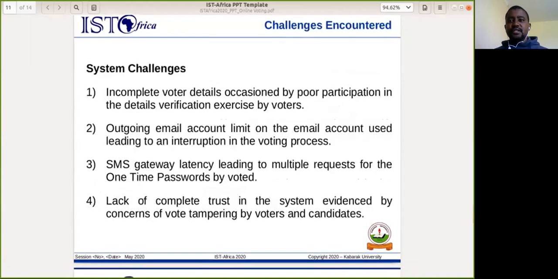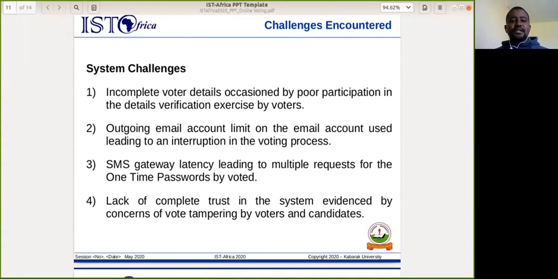Of course, we encountered a few challenges. The first challenge was that we had challenges with the voter details. Our voters did not turn up to verify their details during the period allowed. So we had a lot of work on election day to clean our voters register, missing phone numbers, missing email, and so on.